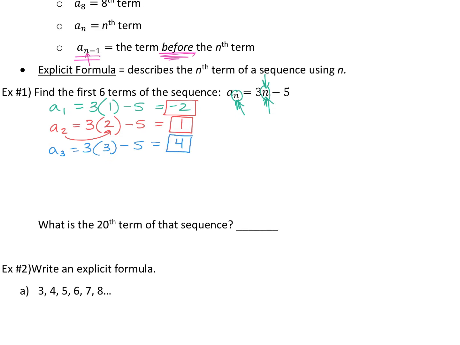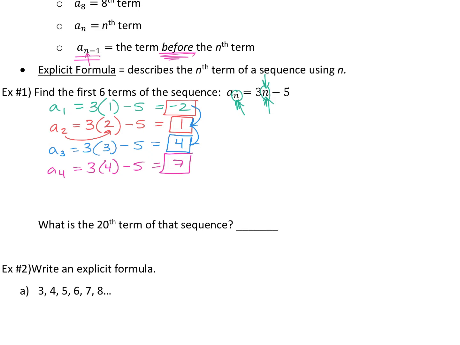4. Okay. Stop and take a look. Do you see a pattern? To get from here to here, to get from here to here, what's happening? You're adding 3. Now look at your fourth term. 3 times 4 minus 5. 12 minus 5 is 7. Are we still following that pattern?